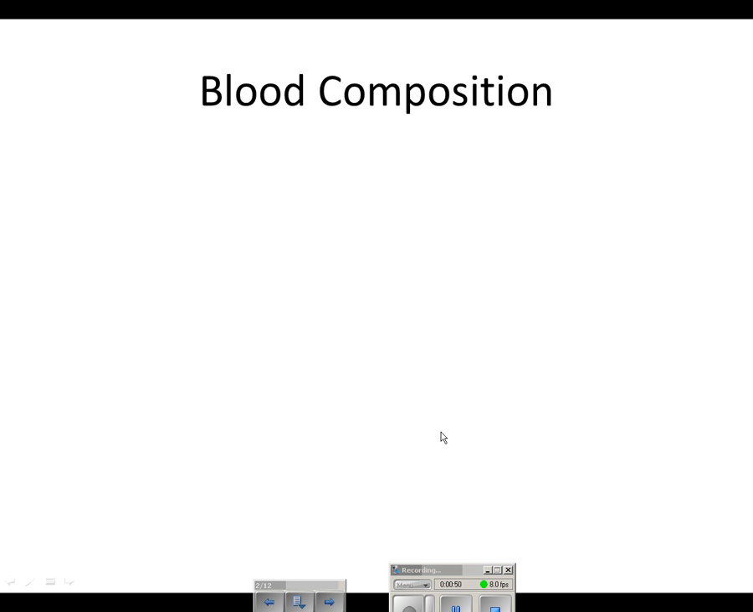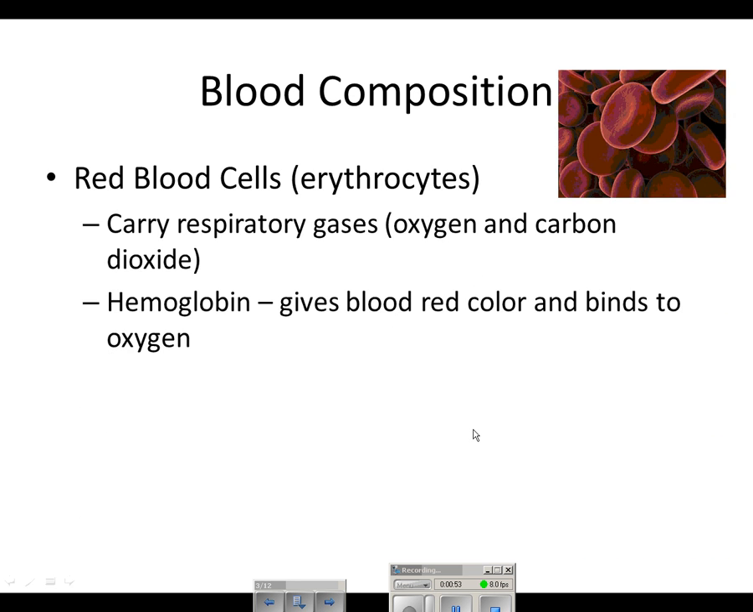O type blood. So blood composition is made up of red blood cells, which are called erythrocytes, and that's what these are up here. They kind of look like little tubes with centers, and they carry respiratory gases, so oxygen and carbon dioxide. Remember that oxygen will be in the lungs. The red blood cells will have that oxygen, move it to all the cells of the body. They'll pick up the carbon dioxide and bring it back to the lungs where we exhale it. And hemoglobin is what gives blood its red color, and that's the substance that actually binds to the oxygen.